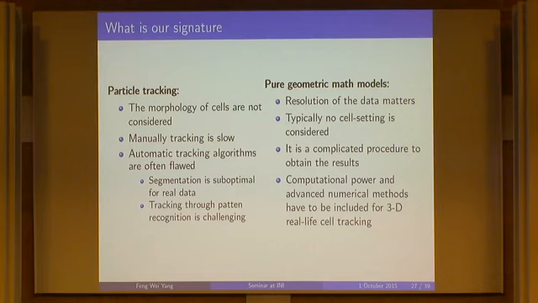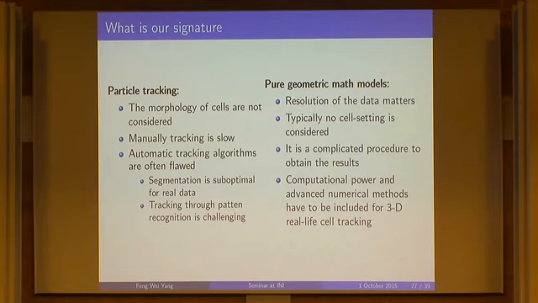But with this one, you definitely won't have the morphology of the cell. It's very hard to reconstruct the cell with that kind of image as well. And also the tracking process is often flawed with automatic tracking and very slow with manual tracking. So we're trying to do something to improve this.